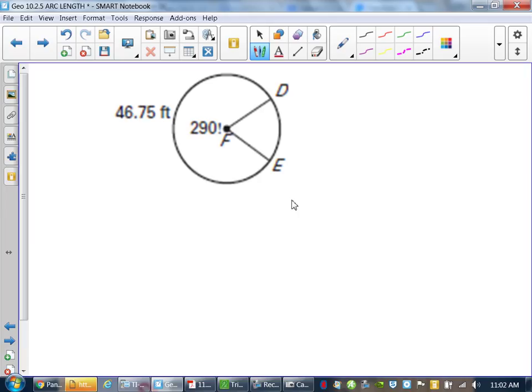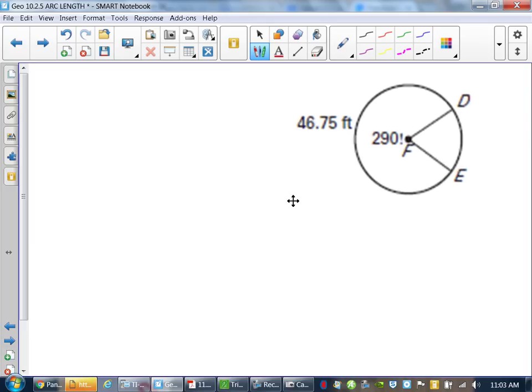Same deal. It just means degrees. Let's do diameter this time. You use the second one, because that's what you're given. You're given an arc length.